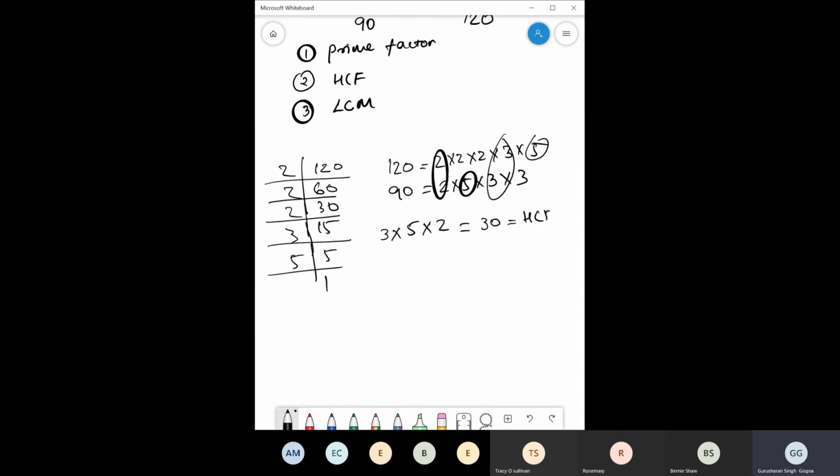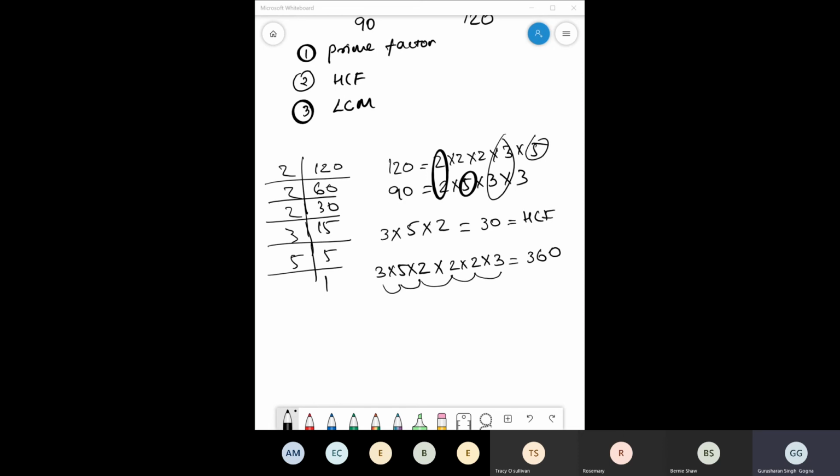Now write down the 30 again, and then write down the single ones. Single ones means 2, 2, and 3. So 3 by 5, 15, 15 by 2, 30, 30 by 2, 60, 60 by 2, 120, 120 by 3, 360. Yes, that's correct. Okay, so everybody got 360 as the answer.